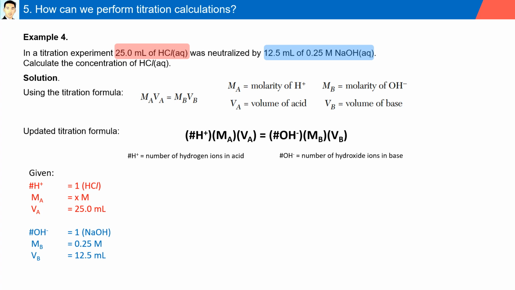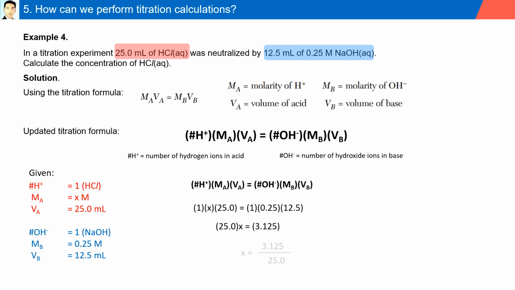We look at our acid, there's 1 hydrogen present, so that's listed as 1. The molarity of the acid is unknown, X, while the volume of the acid was 25 ml. Looking at our base, NaOH, there's 1 OH ion. The molarity of the base is 0.25 M, and the volume of the base is 12.5 ml. Substituting in our formula, we calculate the molarity of the acid to be 0.125 M.